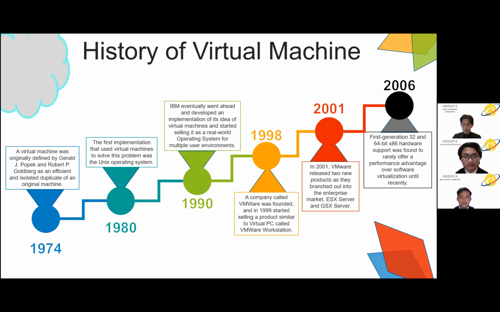VMware Workstation. In 2001, VMware released 2 new products as they branched out in the enterprise market, ESX Server and GSX Server. In 2006, first generation 32 and 64-bit x86 hardware support was found to rarely offer performance advantage over software virtualization until recently.